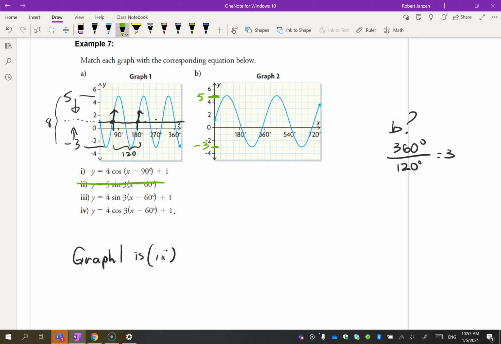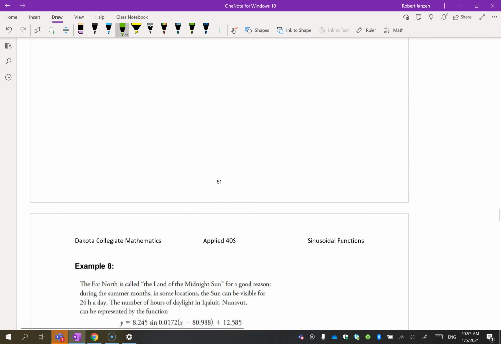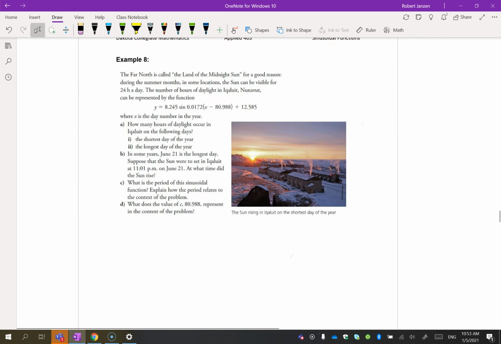Okay. Now let's look at, okay, we'll draw the midline in here. What is the period from here to here? This is a period of 360. So what is B? If I go 360 divided by 360, I get 1. The B value is 1. That means graph 2 must be the first one. Okay. That's a lot to handle.